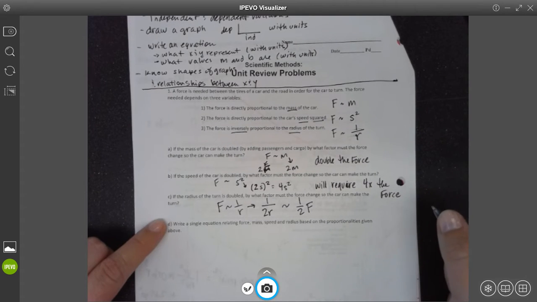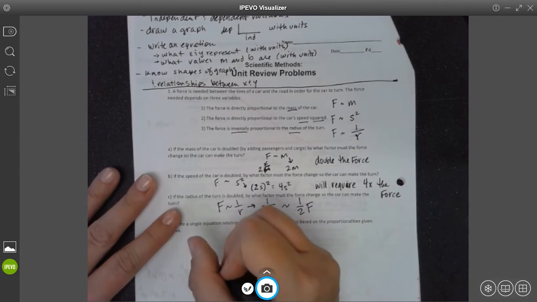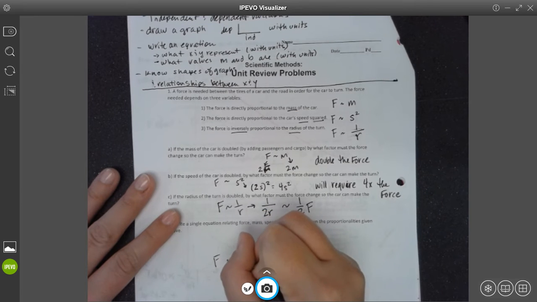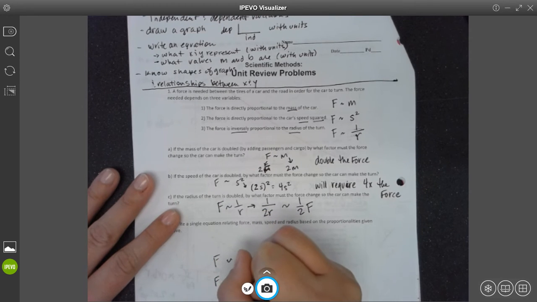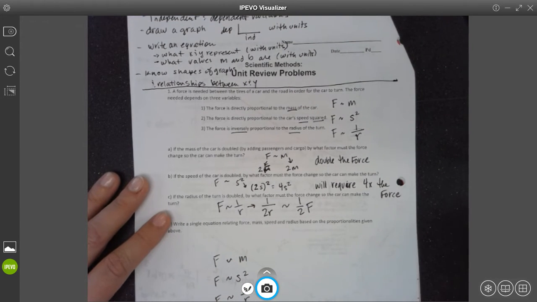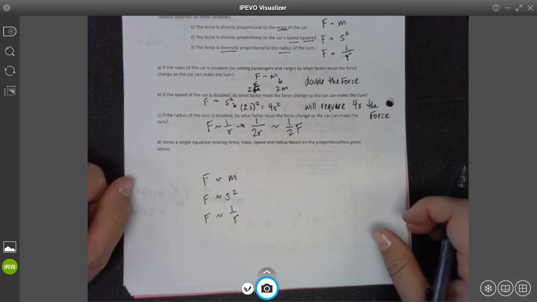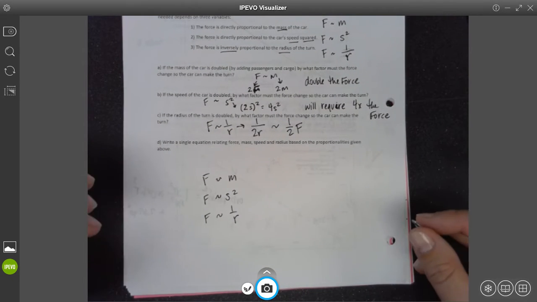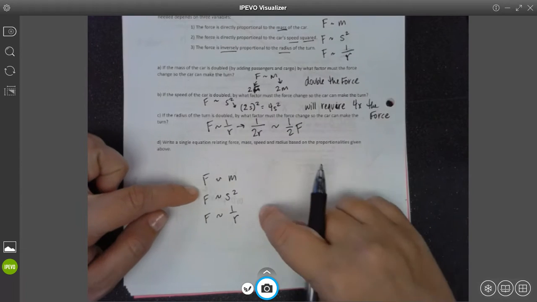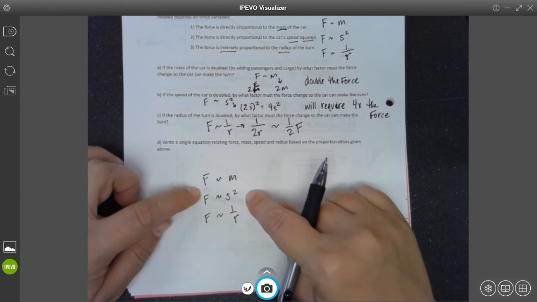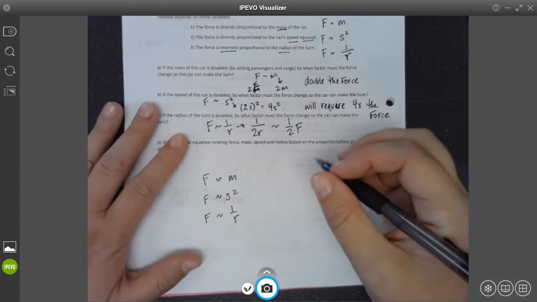All right, at the end it says write a single equation relating force, mass, speed, and radius based on the proportionalities given above. All right, so we said that force was proportional to mass, force is proportional to speed squared, and force is proportional to 1 over r. So when we say it's proportional to, that doesn't mean that we don't have other things that are involved. And so what we're going to do here is just relate force with these other variables. Okay, so watch this. We're going to just combine these.